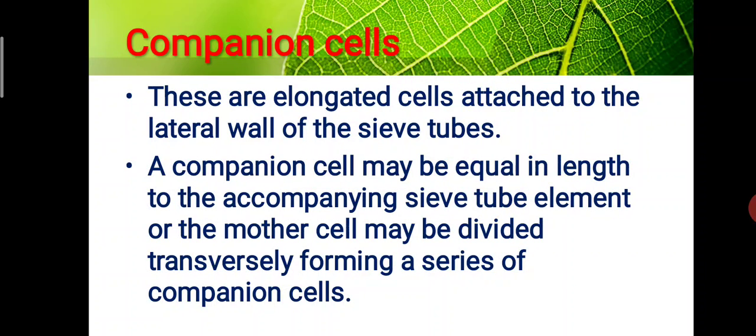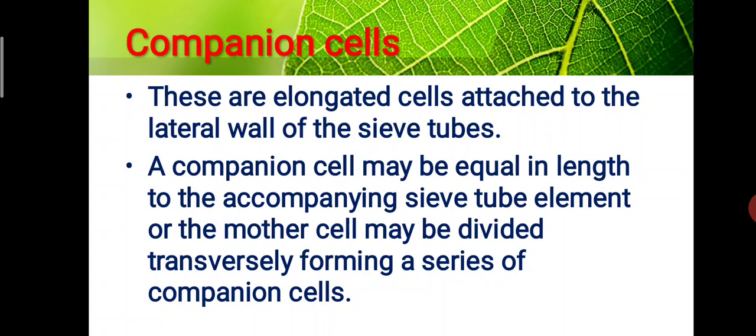Next is companion cells. These are elongated cells attached to the lateral walls of the sieve tubes. Here they are attached to the walls of the sieve tube. That is why, since they are attached to the other one, we call it companion. A companion cell may be equal in length to an accompanying sieve tube, or the mother cell may be divided transversely, forming a series of companion cells. Sometimes the length of the cell may be the same as that of the sieve element's length.